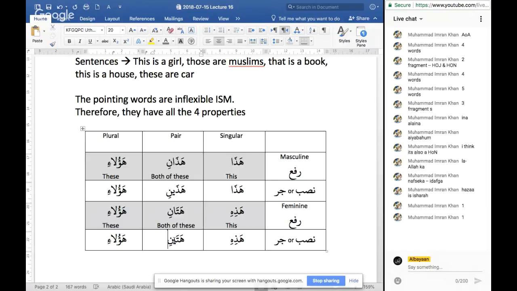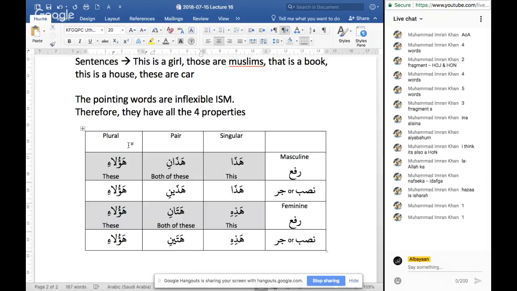Good. Excellent. Jazakallah. So now these pointers that you have seen here, this or these, are not used to point to something which is far away, right? This or these in English is used to point to something which is close by, something which is near. So if a car is just next to me, I'm going to say this car. And if a car is too distant from me, far away from me, I'm not going to say this car. I'm going to say that car. The difference is the pointers that point to things which are near and the pointers that point to things which are far away.